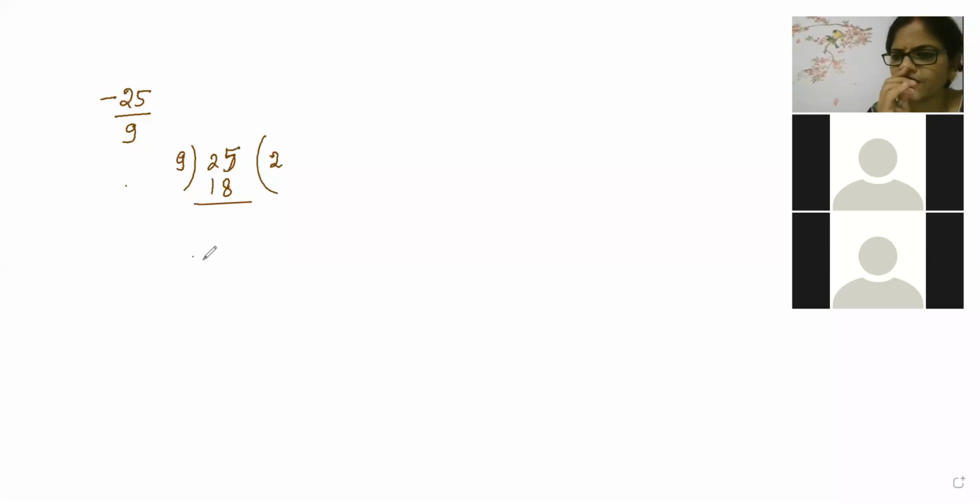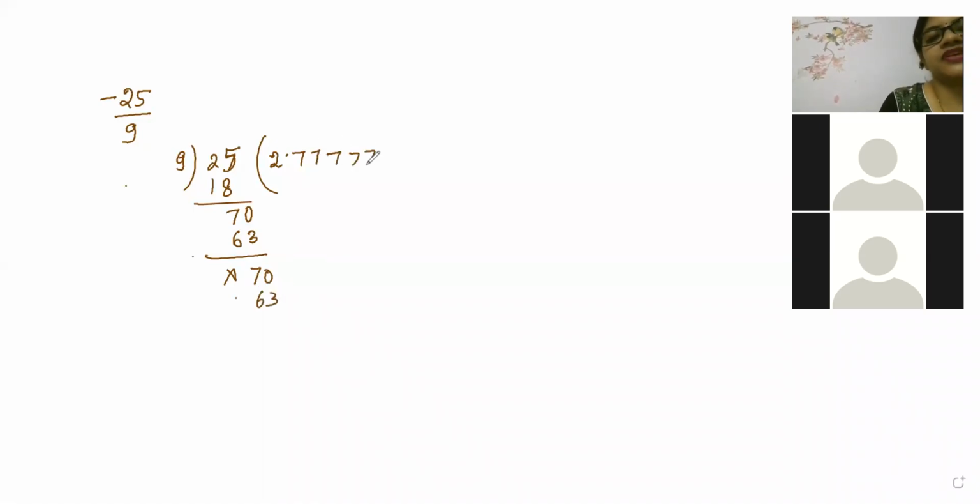Avinash is telling 254. What for 254, beta? Yeah, it's 25. Correct only. So 7 will go down. Again 9 7s are 63. Again 7 7 7 7. But since the question is given this way, it will come minus 2.7 bar.